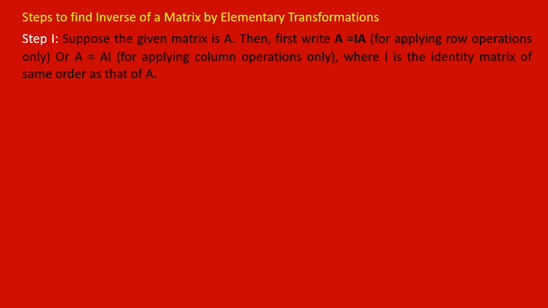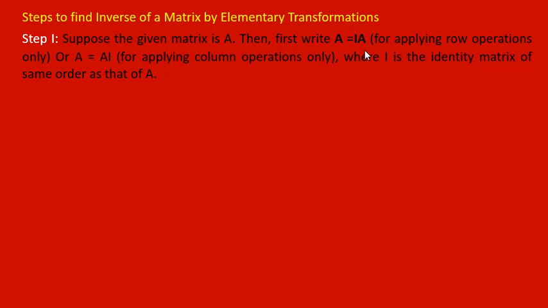So there are two ways, as I said, either row operation or column operation. Now in one problem you can apply either all row operations or all column operations. When we are applying all row operations, in that case I have to write A equal to I into A. When I apply the column operations, I will write A equal to A into I. This is very important. Mostly you are going to solve the problems by row transformations. So remember this, A equal to I into A.